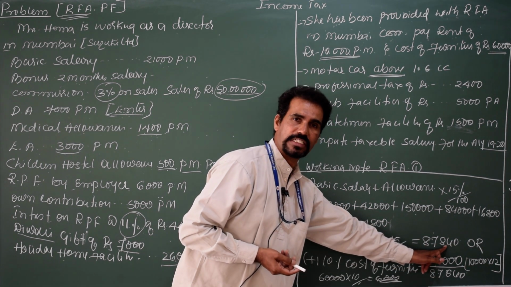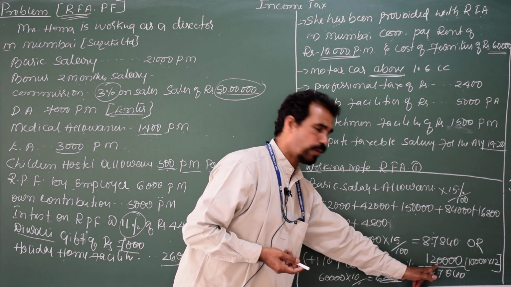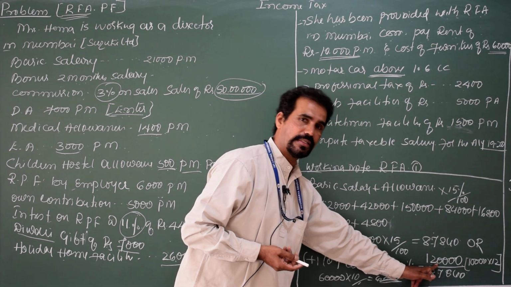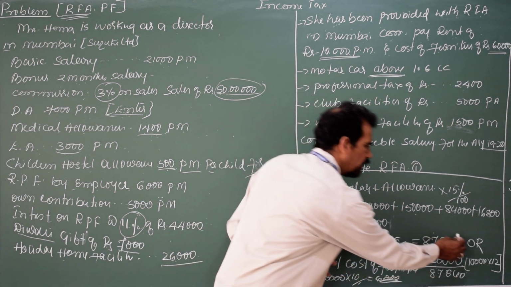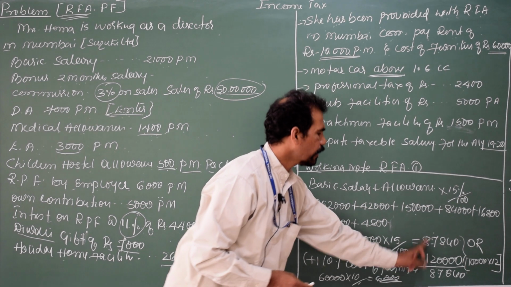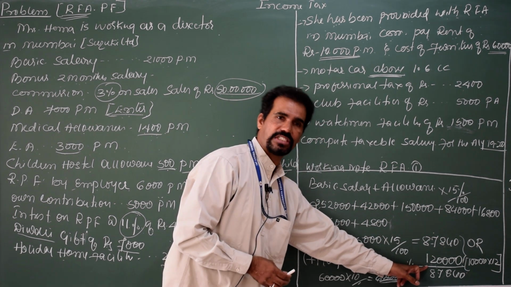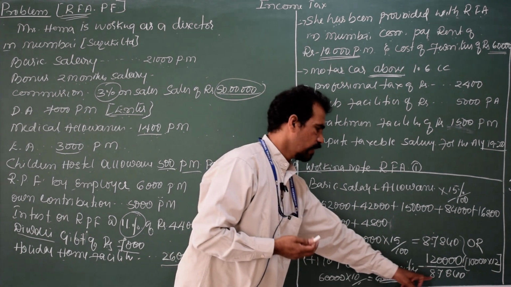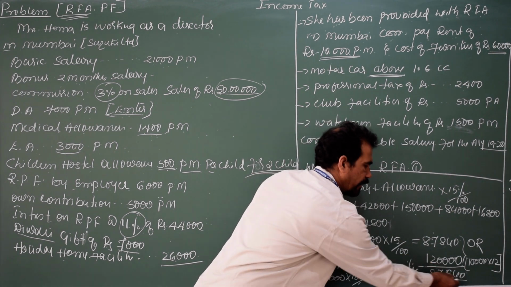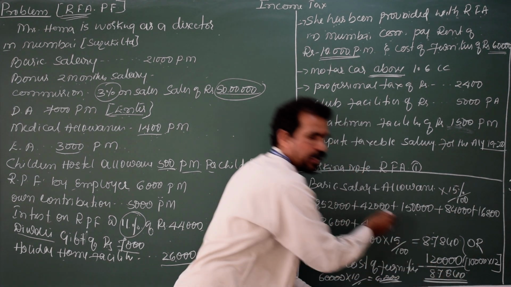87,840 is 15% of salary and 1,20,000 is the rent payment by the company. These two should be noted down, whichever is least or whichever is less. So 87,840 is taken for the RFA.